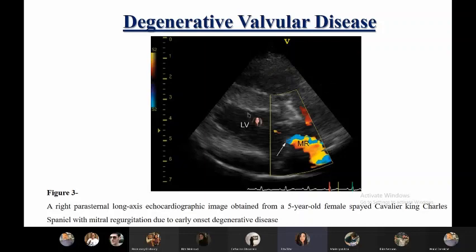Now, onto Doppler mode. This is a color Doppler mode. This mosaic color shows a turbulent flow of blood going through both sides, from the left ventricle to the atrium and from the atrium to the left ventricle. And the arrow here is showing a very narrow opening during systole, which means that the mitral valve is not closing properly.